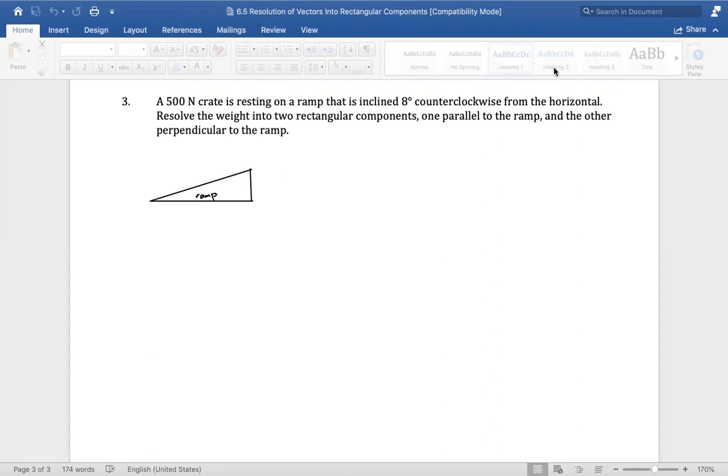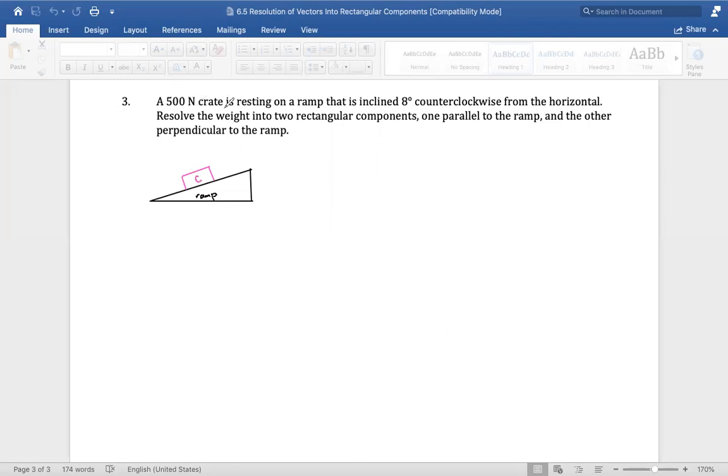And my crate. Let's draw my crate. It's just resting on the ramp, it says. So something like this. There's my crate. I'm just going to put a C in it because I don't think I can put the full word crate in there. I can't write that small. So a 500 Newton crate.